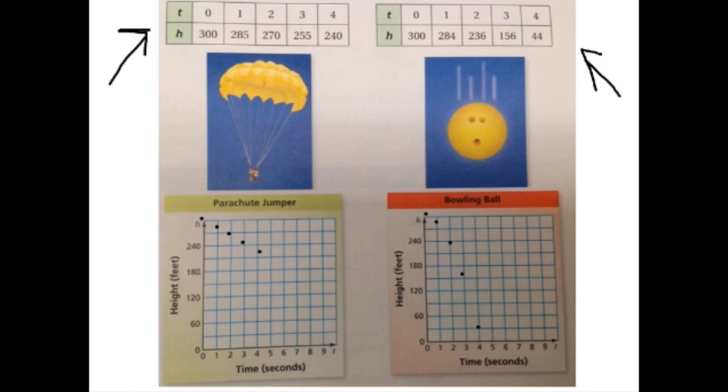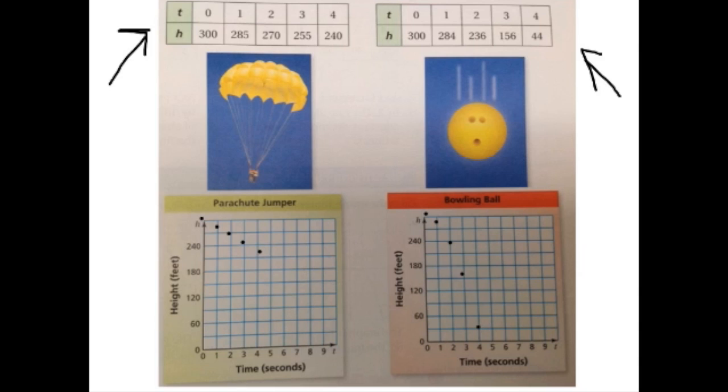Same thing with the bowling ball. I've done a favor for you. This is out of your book, so you'll see this in tomorrow's activity, and we're going to compare these. Which is linear and which is non-linear. I've plotted each of the points. T is what would be x, and h, which is height, would be the y. Okay, and we put those on the coordinate planes there. You can see both of those plotted out, the parachute jumper and the bowling ball.